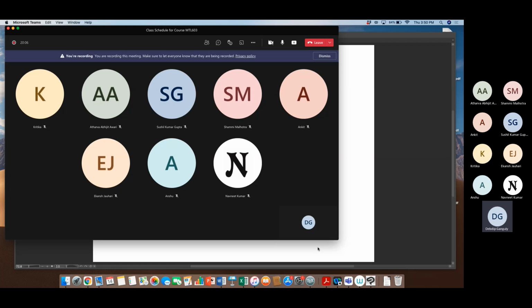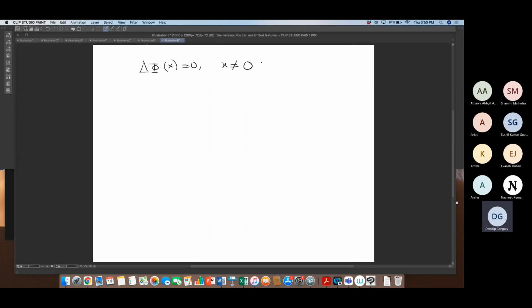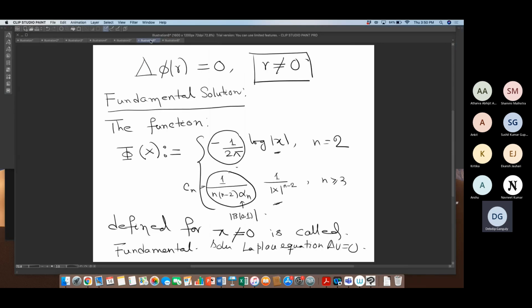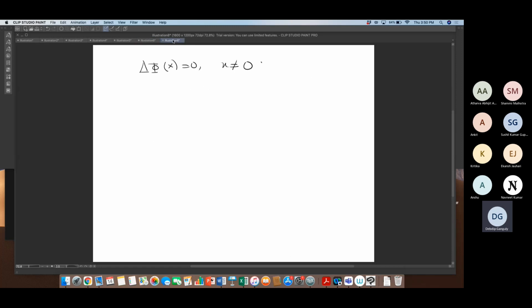Is that clear? So you can argue that there is some problem at x equal to 0, but we don't have to understand that point. For x not equal to 0, I define this as a nice function, and you can easily check that it satisfies Laplacian of phi x equal to 0 for x not equal to 0.